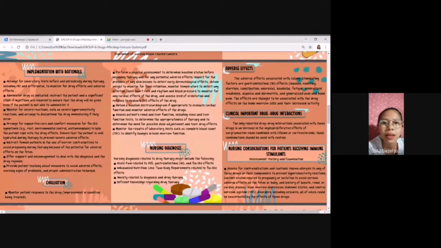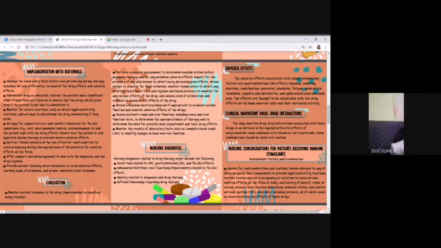Instruct female patients in the use of barrier contraceptives to avoid pregnancy during the therapy because of the potential for adverse effect on the fetus. Offer support and encouragement to deal with the diagnosis and the drug regimen. Provide patient teaching about measures to avoid adverse effects, warning signs of problems, and proper administration technique.